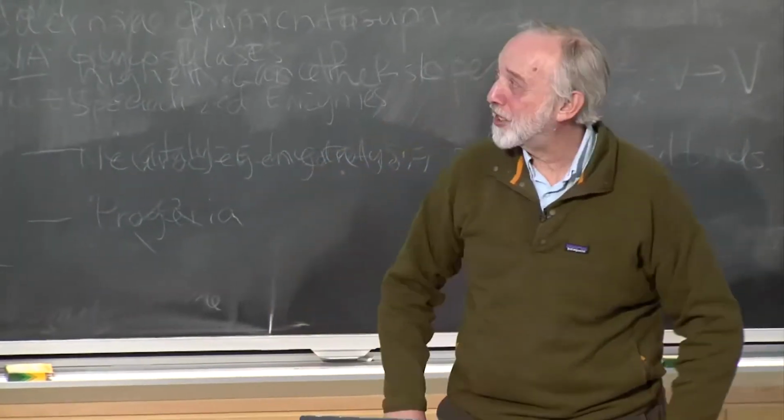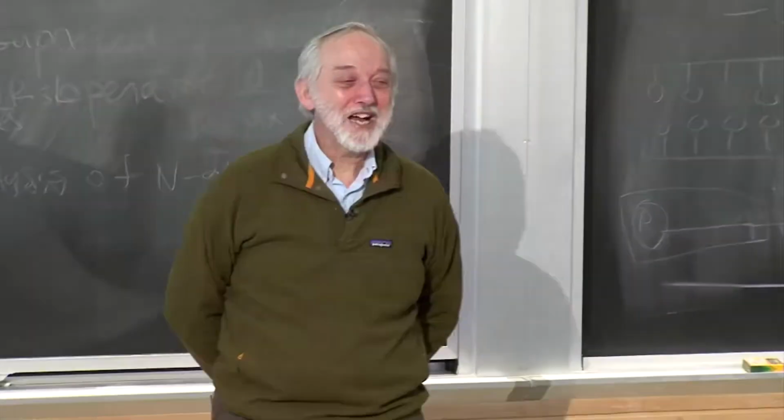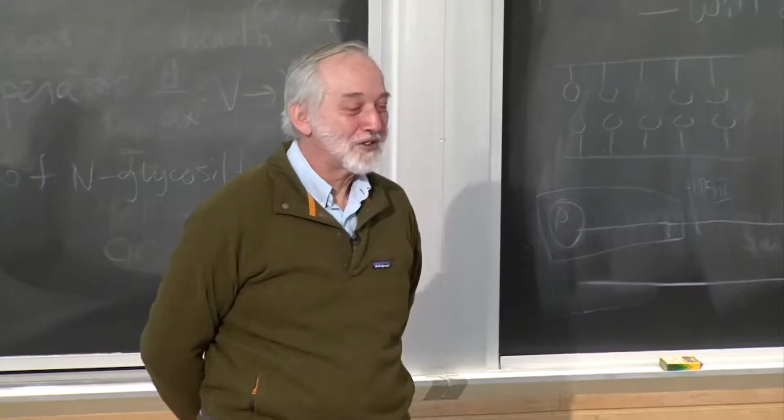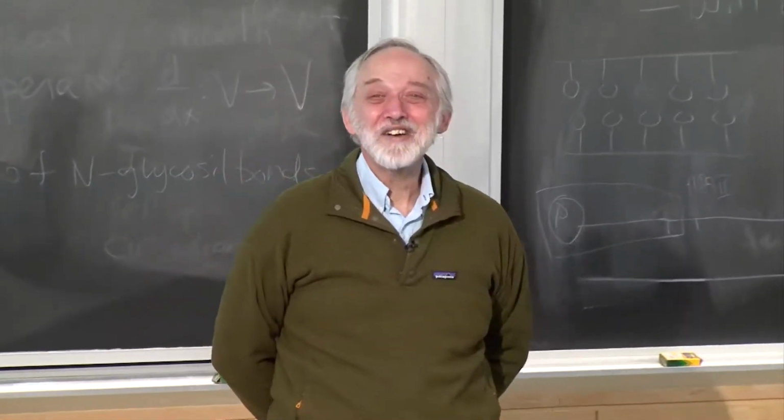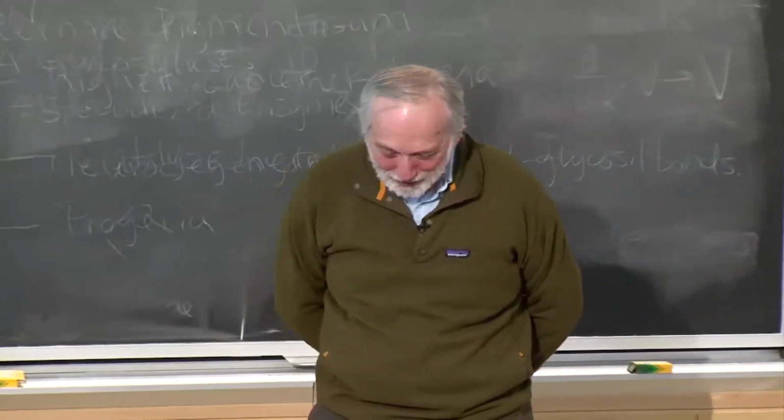Here's an example of generating the Wall Street Journal. So from unigrams: months, the Maya and issue of year foreign new exchanges, September were recession. It's word salad. But if you go to trigrams, they also point to $99.6 billion from 204.063% of the rates of interest stores as Mexico and Brazil. So you could imagine that this is some Wall Street Journal writer on acid writing this text, because it has a little bit of the right kind of flavor.